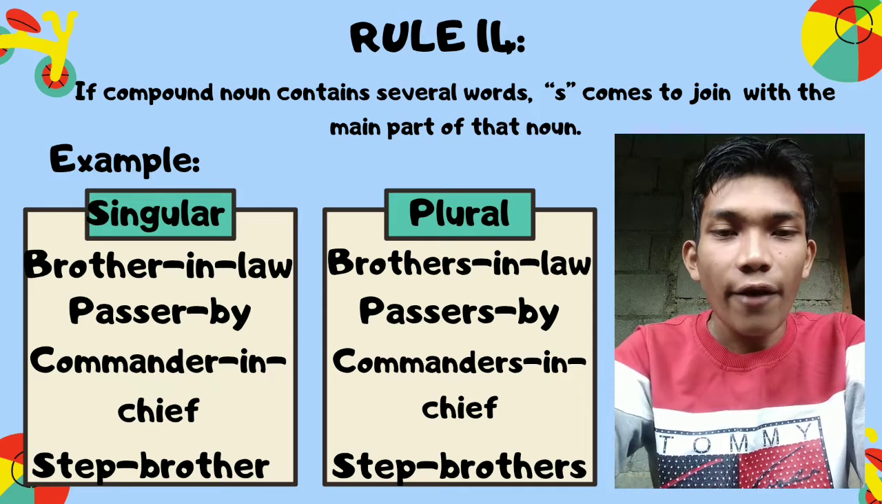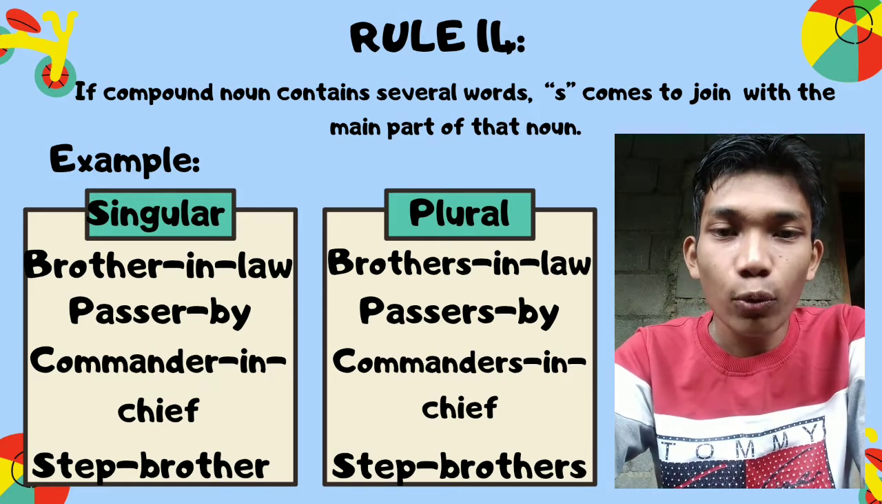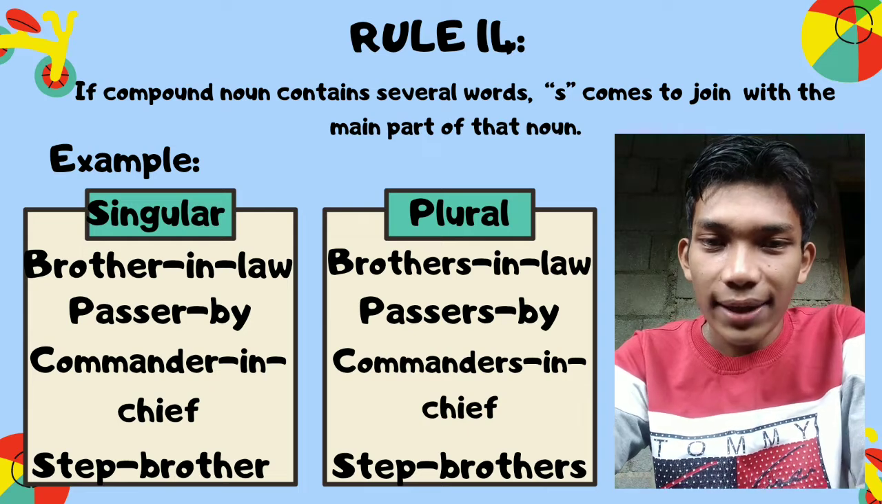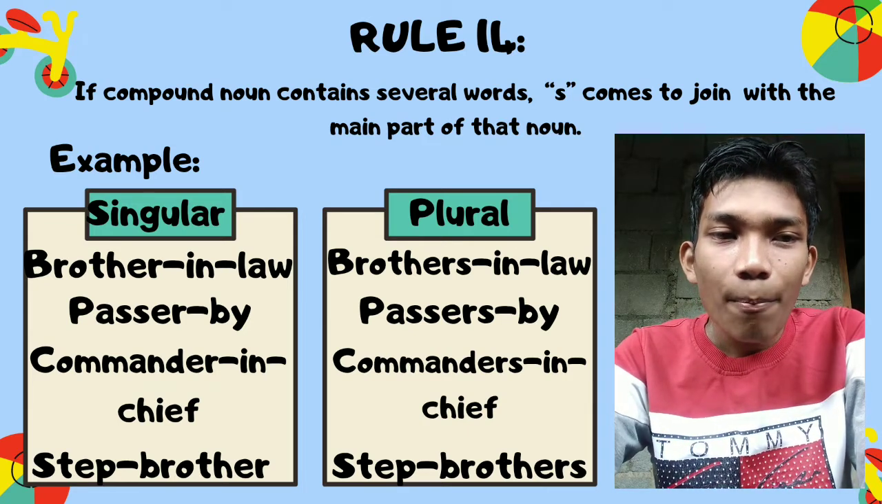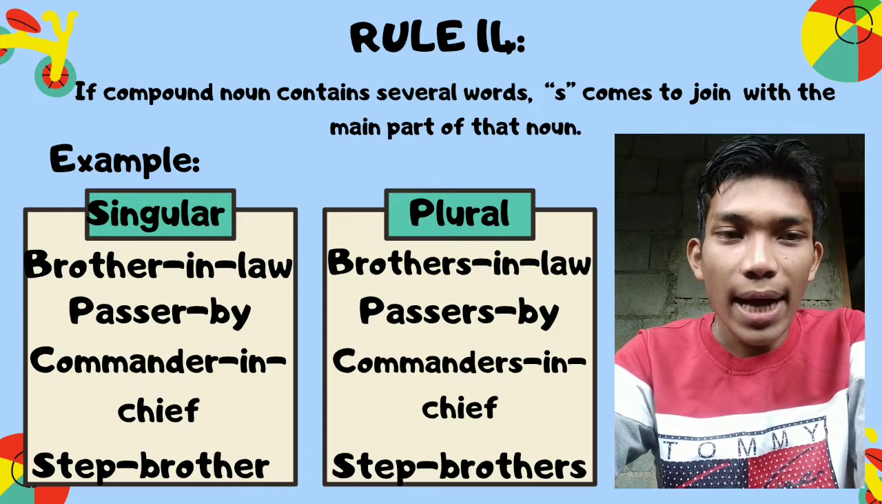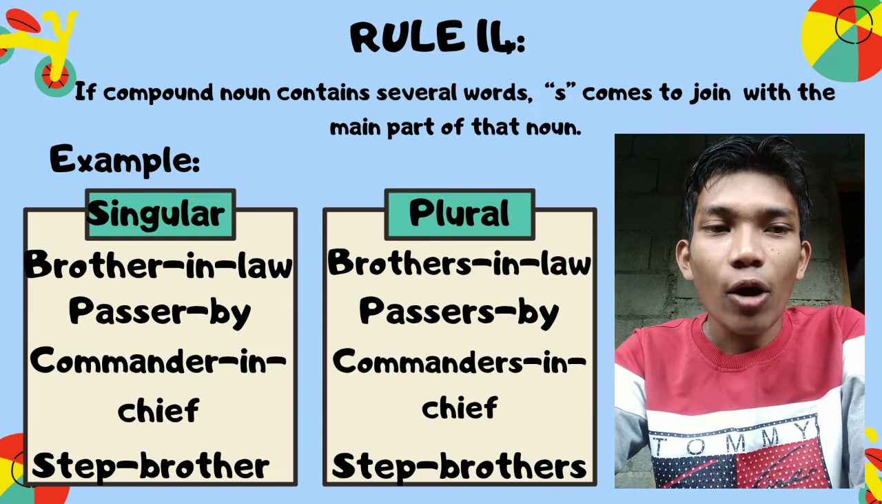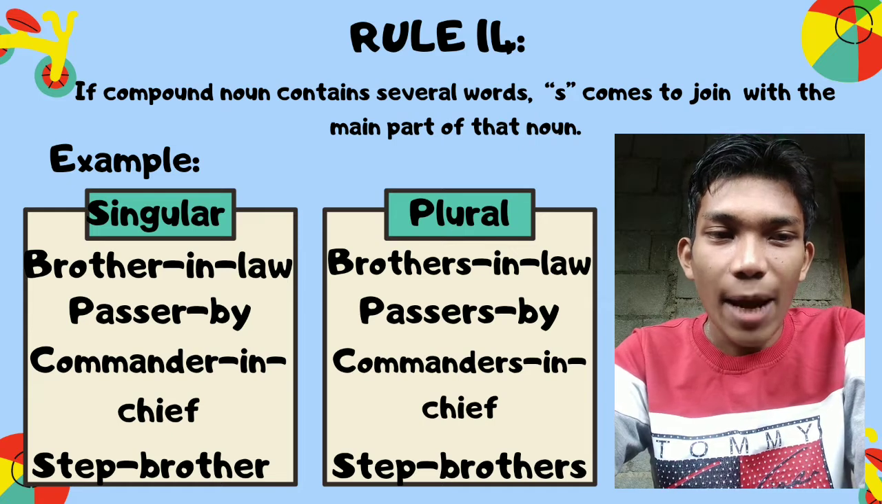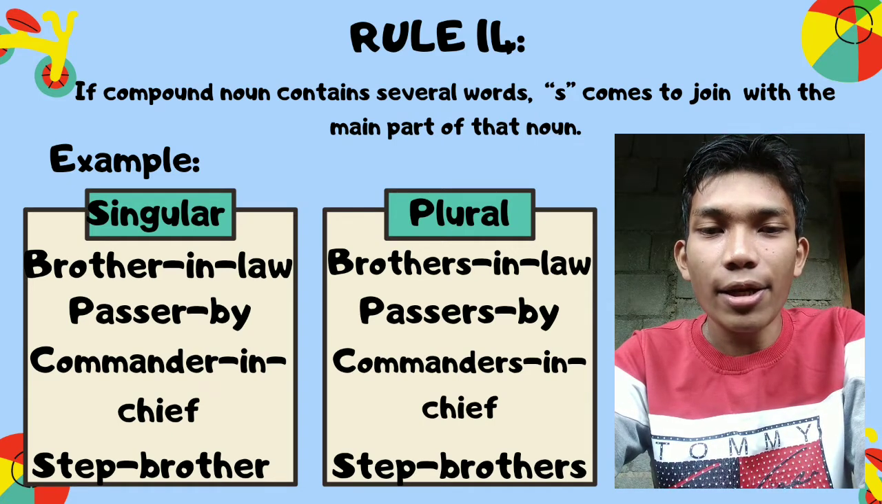Next rule, if a compound noun contains several words, add s to the main part of that noun. For example, brother-in-law to brothers-in-law, passerby to passers-by, commander-in-chief to commanders-in-chief, and stepbrother to stepbrothers.